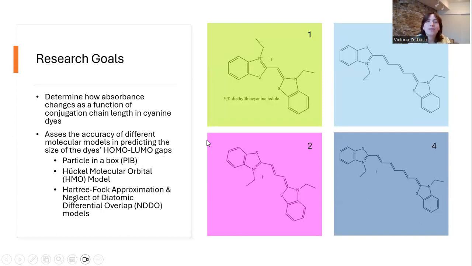So the research goals of this experiment were to determine how absorbance changes as a function of conjugated chain length in cyanine dyes, particularly these four cyanine dyes studied here. The goals were also to assess the accuracy of different molecular models in predicting the size of the HOMO-LUMO gaps of these four dyes, in particular, the particle in the box model, the Huckel molecular orbital model, and the Hartree-Fock approximation and the NDDO models.